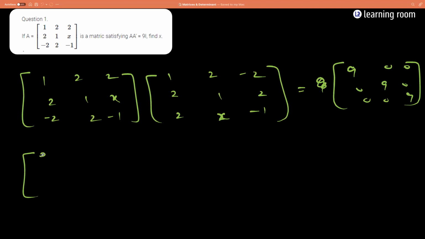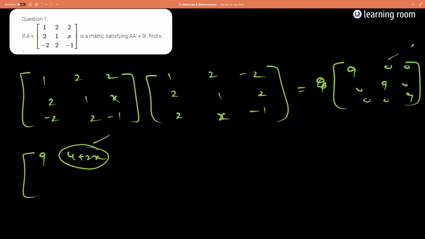So 1 plus 4 plus 4 here is 9. Then 2 plus 2 plus 2x, so 4 plus 2x. So 4 plus 2x is 0, so x is equal to -2 then. Here itself we are getting 4 plus 2x equal to 0, x is equal to -2. That's it. But you have to show it completely.